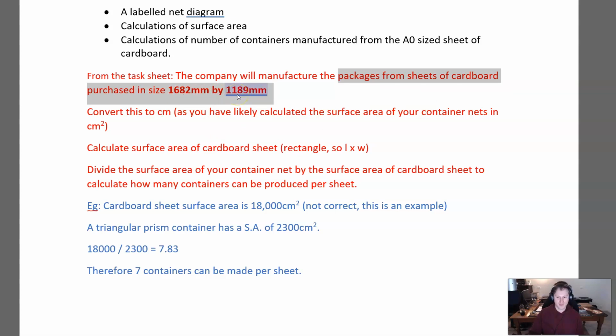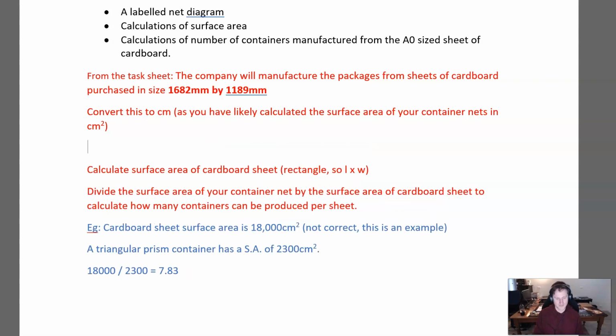Now, in order to figure out what to do here, the first thing you want to do is convert this to centimeters, okay? Now, the centimeter conversion is divided by 10 because there's 10 millimeters in a centimeter, okay? So that would give us a 168.2 by 118.9 centimeter sheet, okay? So that's probably the first thing you want to do.